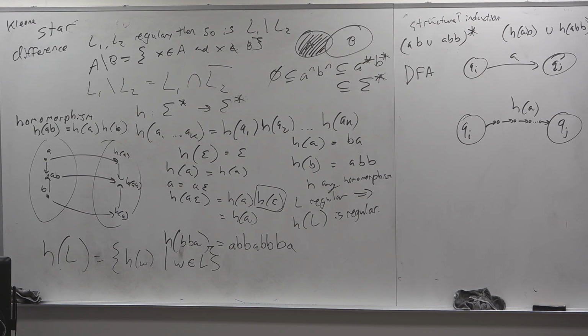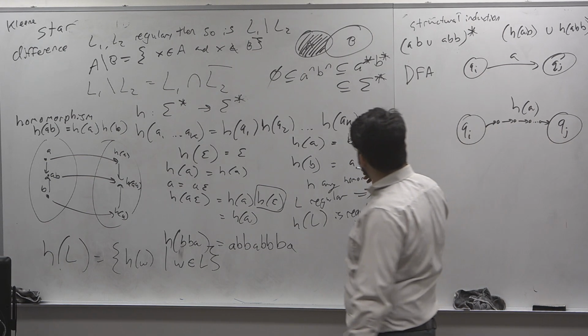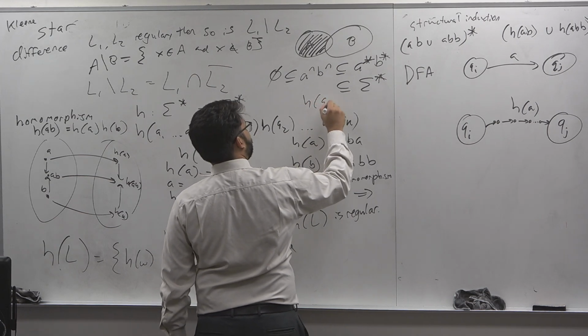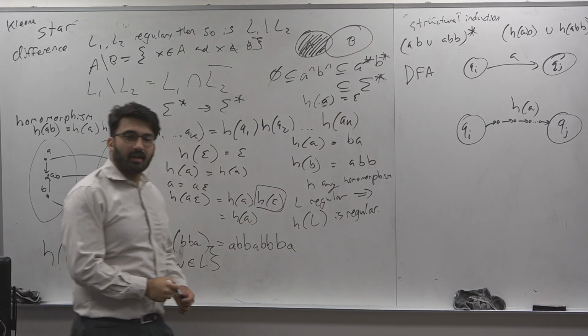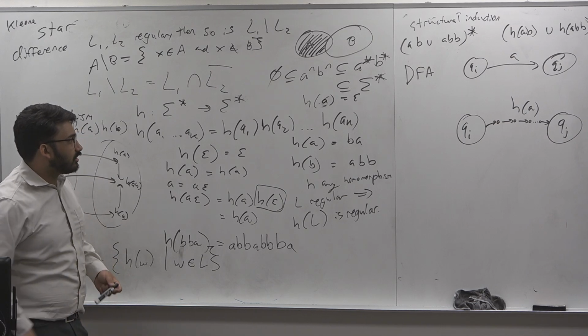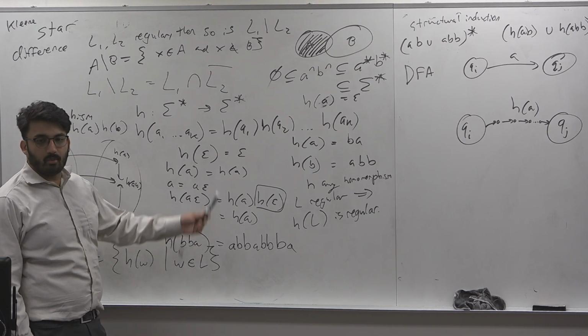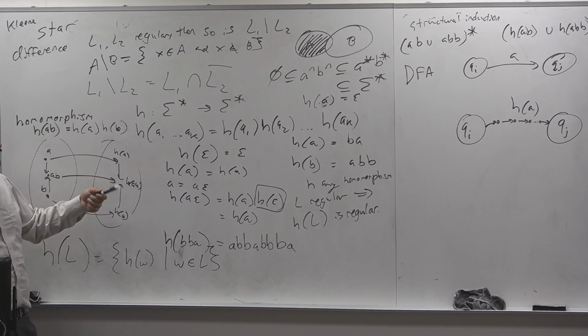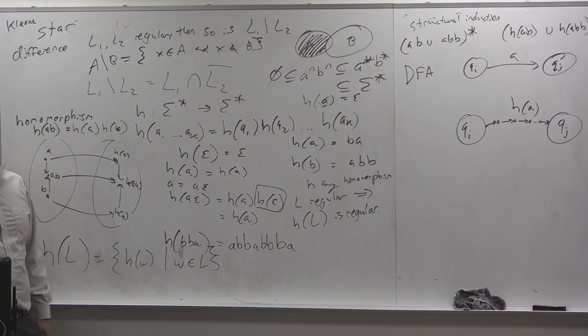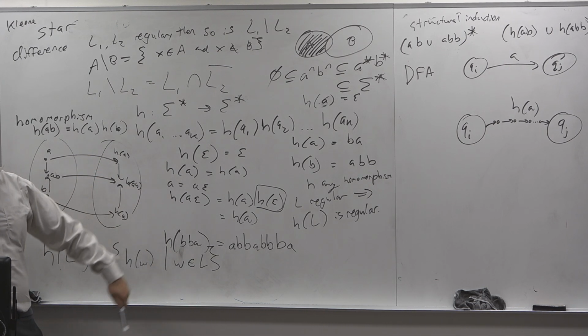They could be erasing, in fact. H of A could be the empty string. Things like that could be possible. All kinds of ugly stuff. The only property that you have for a homomorphism is this splitting property and no other assumption. Every string must be mapped though, but not every string would be accepted.